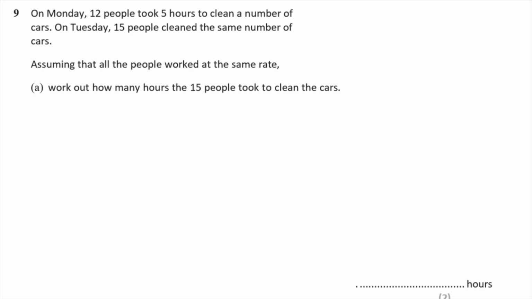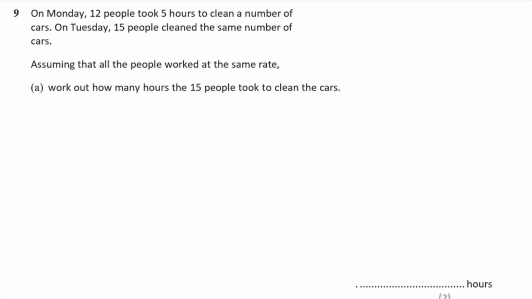Question 9, on Monday 12 people took 5 hours to clean a number of cars. On Tuesday 15 people cleaned the same number of cars. Assume that all the people worked at the same rate. A, work out how many hours the 15 people took to clean the cars. Okay, now with these work rates, this is a kind of application of proportionality.